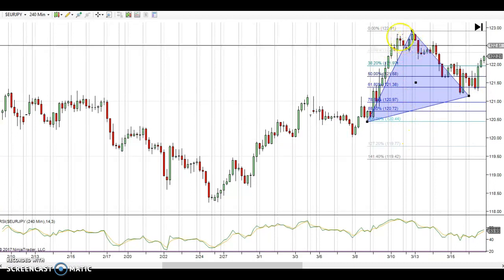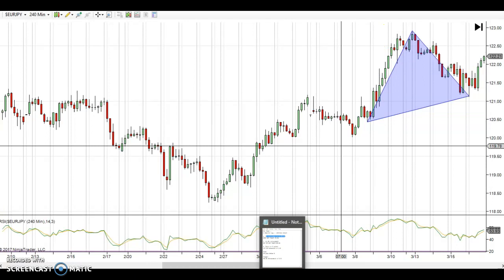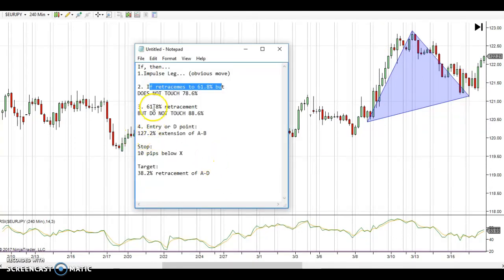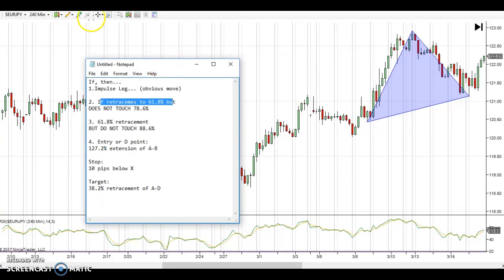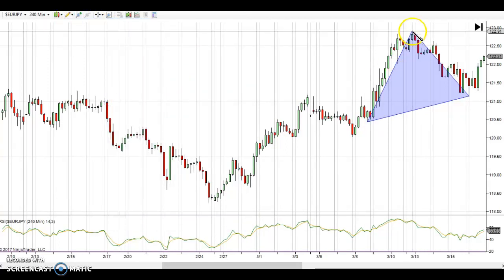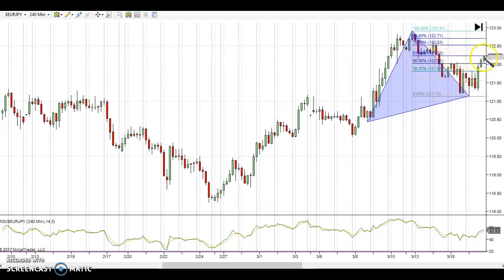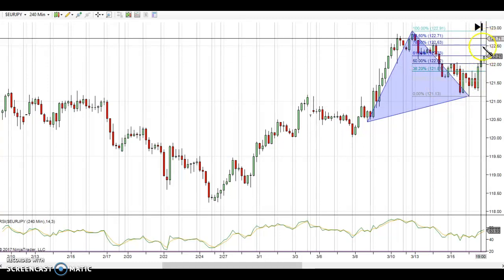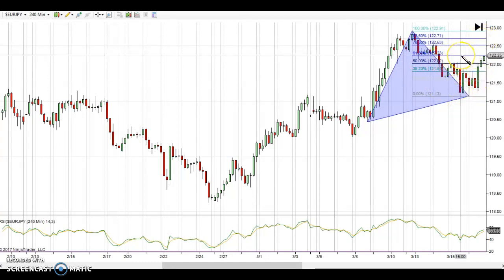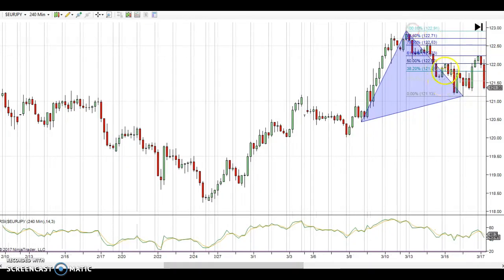Now what are we looking for? Well, we're looking for if the market goes to 61.8% retracement of A to B, but does not touch the 88.6, then it's still valid. So let's look for that. So we're going to bring a retracement tool back out from here, or A to B, and we're looking for it to touch this 61.8, but not to touch this 88.6. And you see it's already touched the 61.8. Now let's wait for it to roll over. There you see it's starting to go back down. So that's perfect.